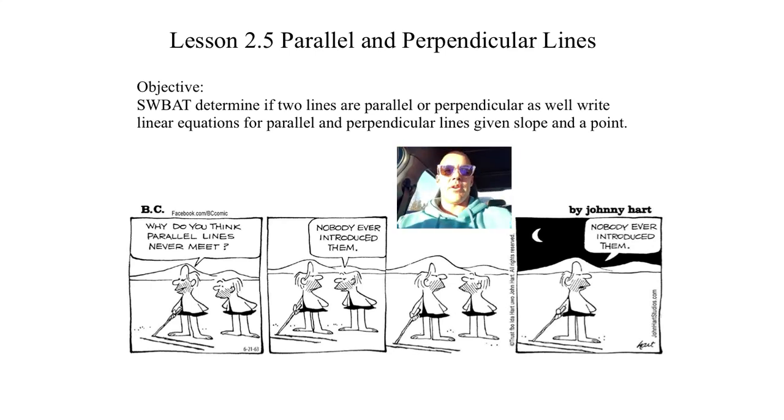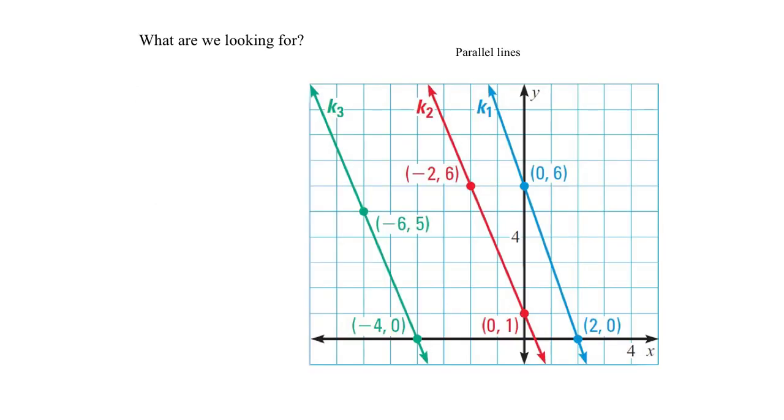All right, algebra. We're going to do parallel and perpendicular lines. Our objective, I did type it out: determine if two lines are parallel or perpendicular, as well as write linear equations for parallel and perpendicular lines if we're given slope and a point or 2 points, etc. All the stuff we've done kind of coming down to this. All right, let's get to it.